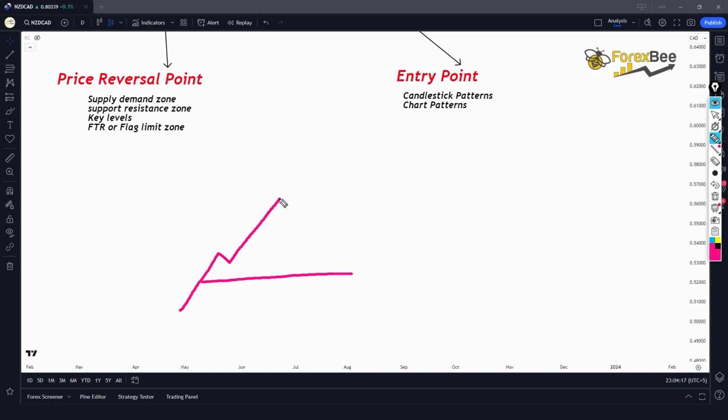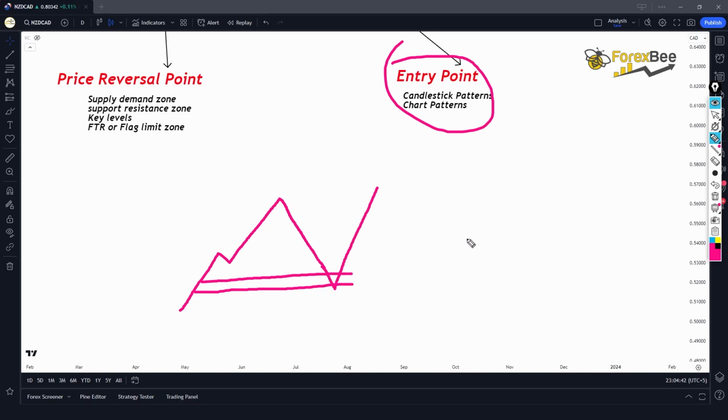So now let's say the market comes here, and we have successfully identified our price reversal point. Now we can trade this, but there's a catch. The catch is, if we put our stop loss somewhere around here, the market just breaks this stop loss and then again decides to move in the upward direction. So we don't want our trading analysis to be based only on this reversal point. We also want to look for an entry point.